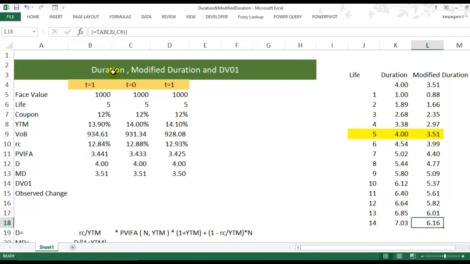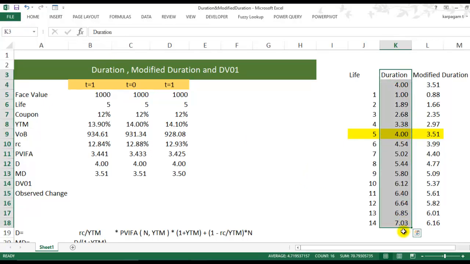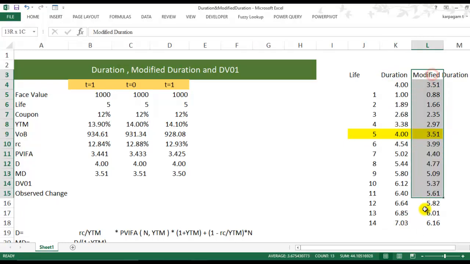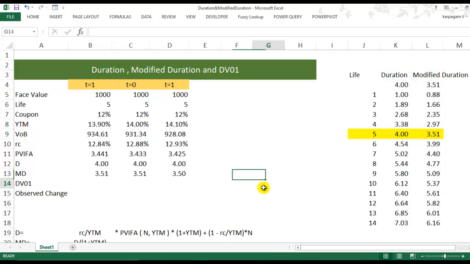As I've already told you, duration signifies the average time it takes to receive the cash flow promised on the bond. We can also understand duration as the time after which we must sell the bond to hedge against interest rate risk and reinvestment risk. That is the significance of duration. Modified duration is the adjustment for yield to maturity.